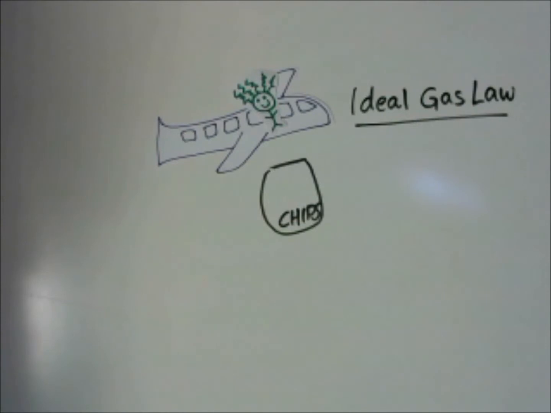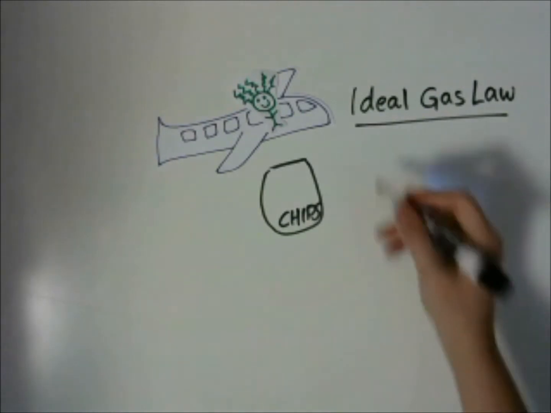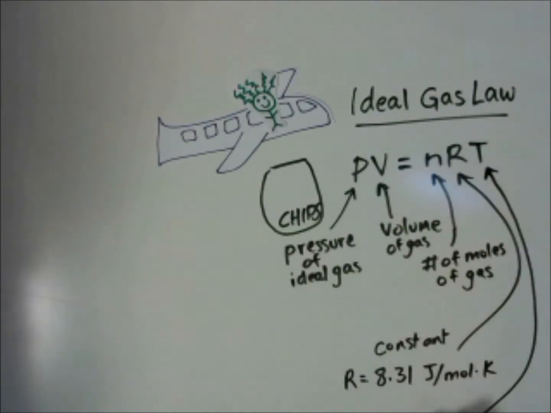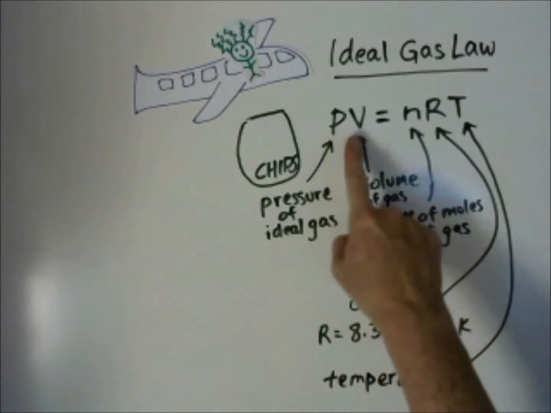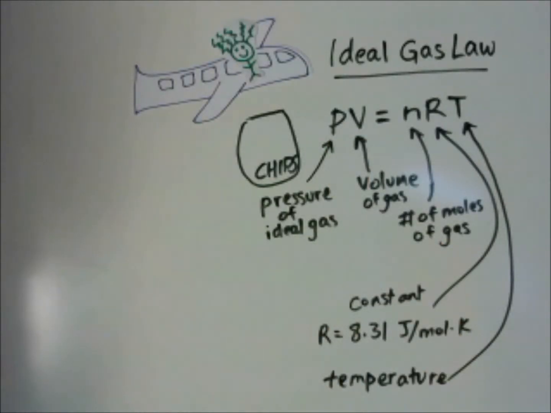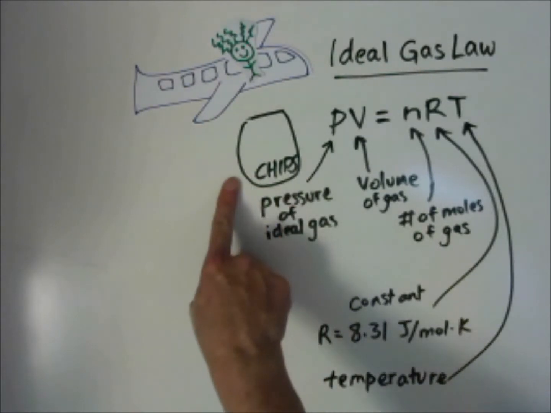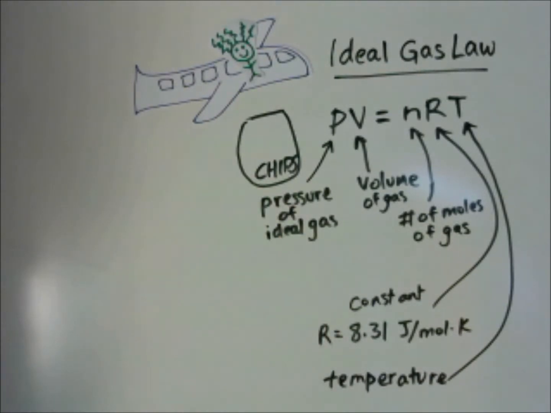The ideal gas law is used to show the relationship between pressure, volume, and temperature of an ideal gas. The equation is PV equals nRT. P stands for the pressure of the ideal gas. Well, we talked about the bag of chips, but in most physics questions, it won't be just any gas. It'll be an ideal gas.